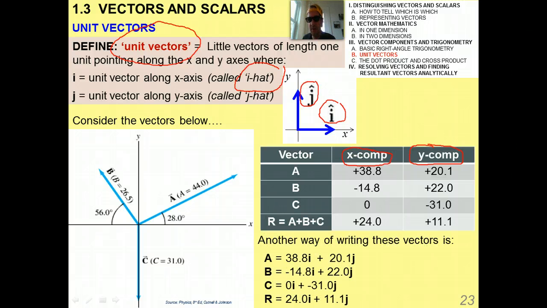Now, another way of writing these vectors is like this. Instead of writing x component, y component, and all that business, a really nice way of writing it would be a equals 38.8 i hat plus 20.1 j hat. This tells you immediately that this is the x component because you have the i hat, and this is the y component because you've got the j hat. Look at my other numbers. I'm just taking these numbers and translating them into i hat and j hat speak. So that's why we use unit vectors. It's a very nice and neat way of quantifying vectors, and I will use them in class quite a bit. So I expect you to know what I'm talking about.